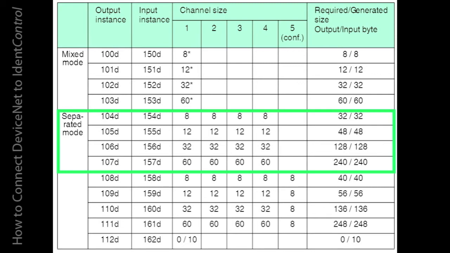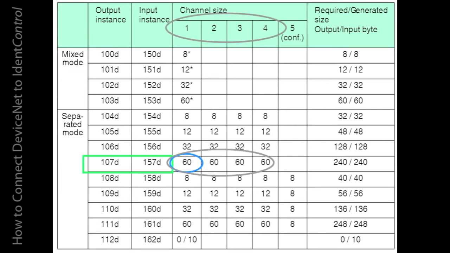Because I want to map a lot of data, I'm going to map the largest one, which is this 107-157 assembly instance. It's going to allow me to map 60 bytes for each read head times a total of 4 read heads. This will give me, in DeviceNet, a mapping amount of 240 bytes in, 240 bytes out.